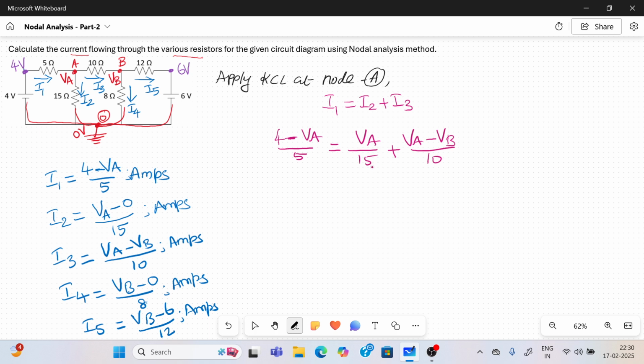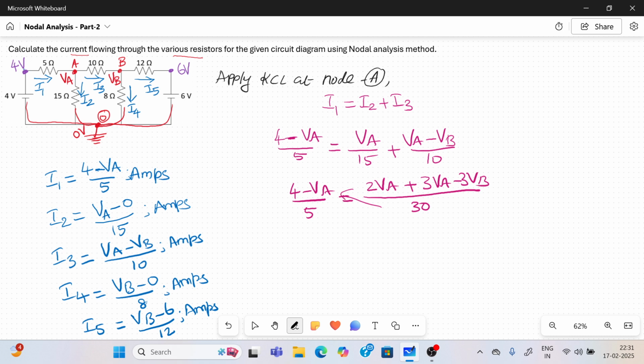So the LCM is, so here 3 and 5, 2 and 5, 6. So LCM is 30. We take LCM as 30. So this side we can keep 5 as it is. 4 minus VA is equal to 30 as the LCM. 30 means multiply with 2, 2 VA, plus here 30 means we have to multiply with 3, 3 VA minus 3 VB.